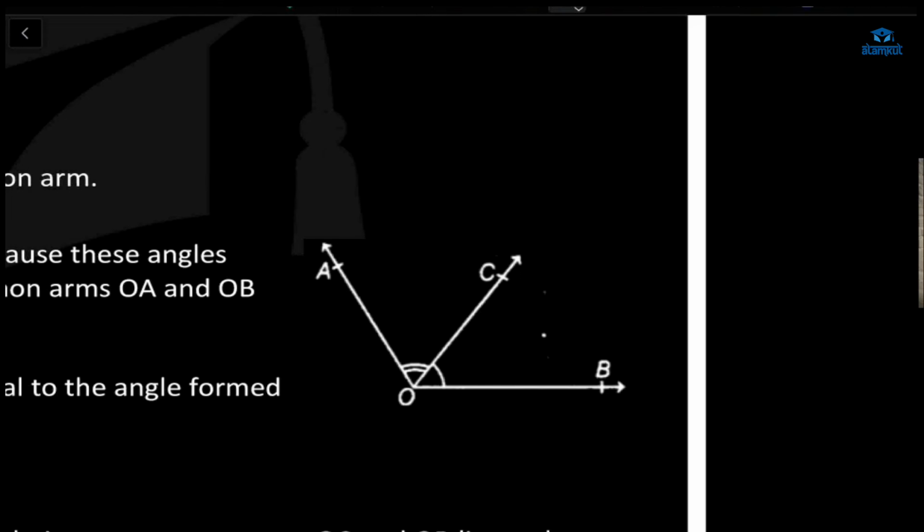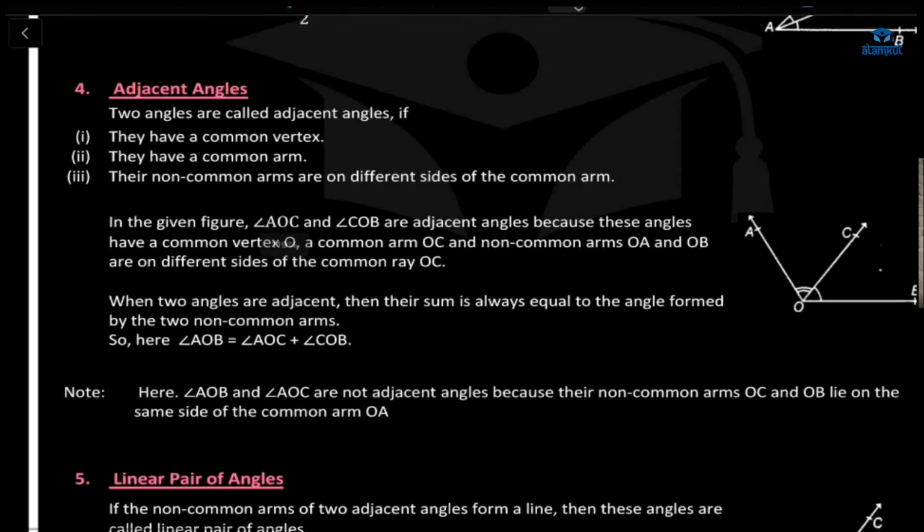That it's just like the whole angle AOB can't be adjacent to AOC or COB. No, it cannot be adjacent to AOC or COB. Because the common arm is on one side and both the non-common arms lie on one side. It cannot be possible. The non-common arm should lie on the other opposite side of the common arm. Okay, understood? Yes, sir.